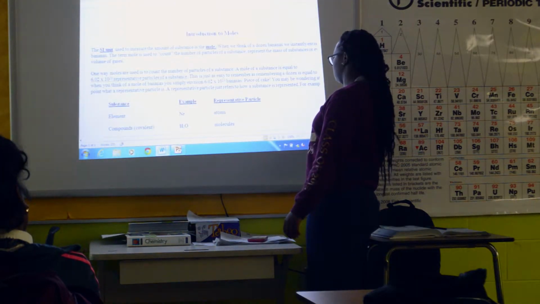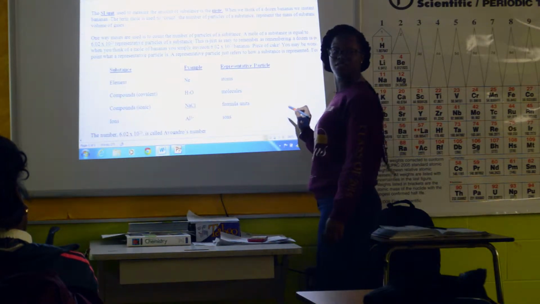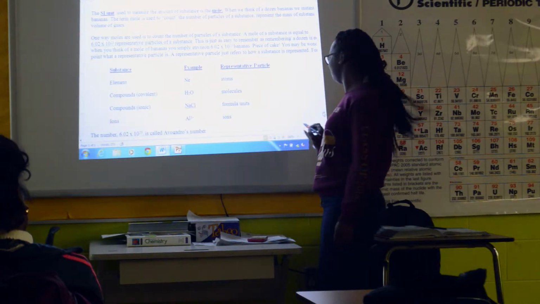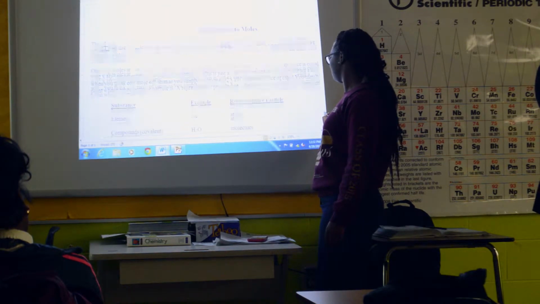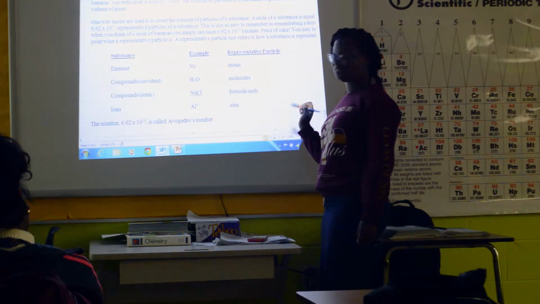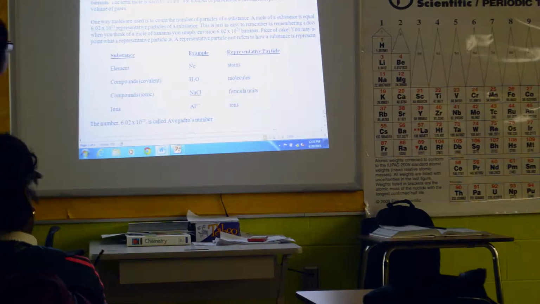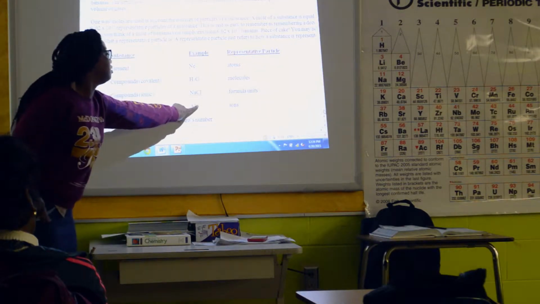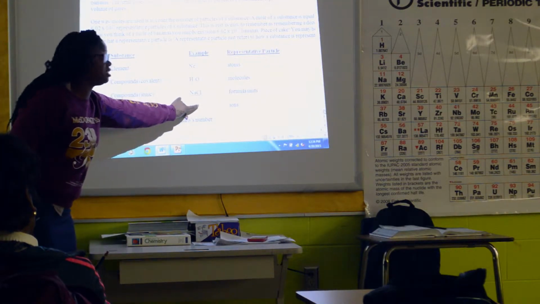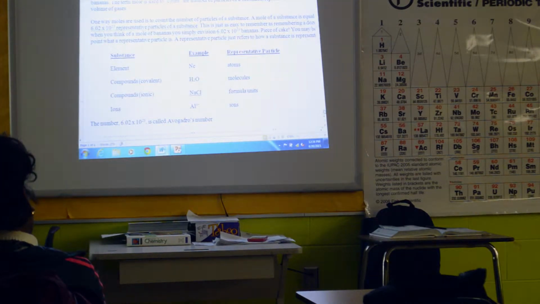The first one, element. Better? It's too small. What am I looking at? Better? Capital N. Is that a plus or negative? It's a plus. You can't see the line, but it's a plus. And looking at the chart, Al is a plus 3. You can't see the line clear, but it's there.